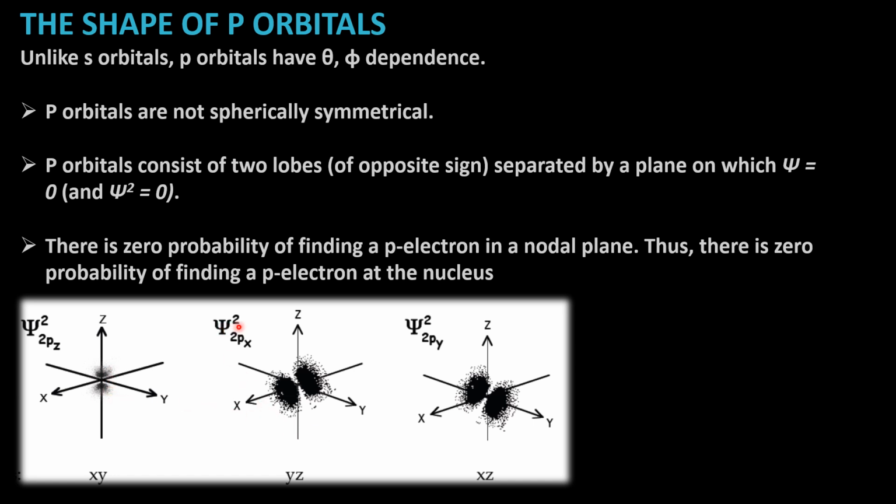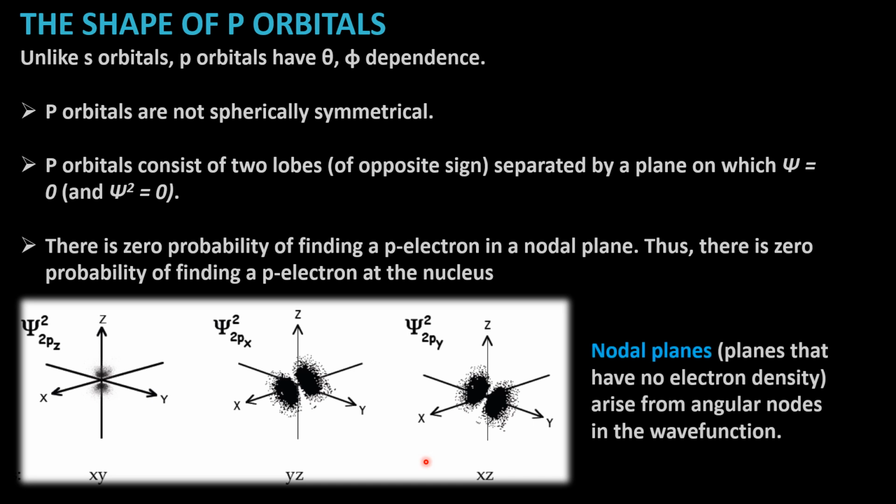And then when you go to the probability of the 2px orbital, here again this is the nodal plane that is separating the two lobes of the px orbital. Here the nodal plane, you can see, is the yz plane. And then when you go to the py orbital, again for the py orbital, the nodal plane is the xy plane. At a nodal plane, there is zero probability of finding the electron.